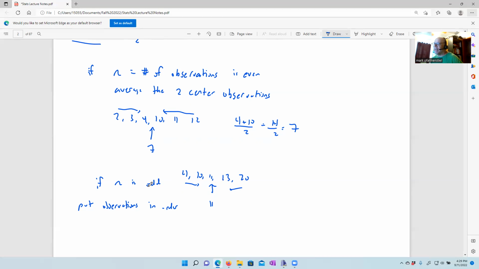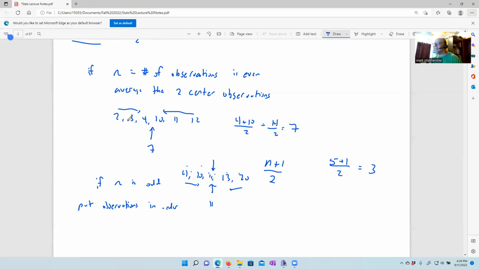So if n is odd, what we do is we say, it's n plus 1 divided by 2. In this case, we have 1, 2, 3, 4, 5 things. We have 5 plus 1 divided by 2. Our answer is 3. It is the thing that would be in the third position. 1, 2, 3, the third position. That happens to be 11. So that's how you figure out the median.